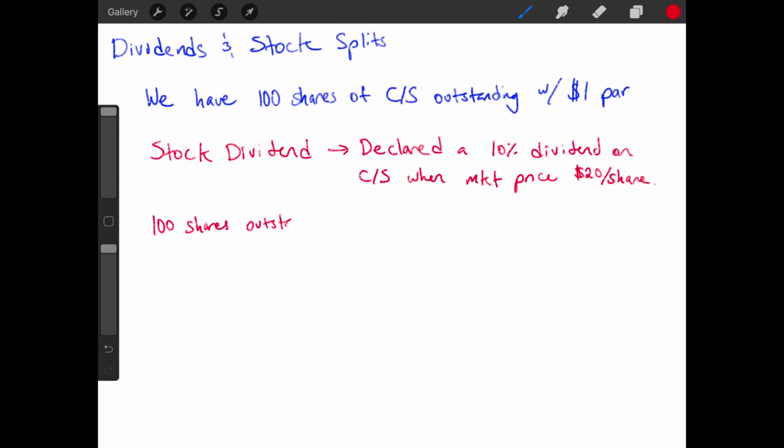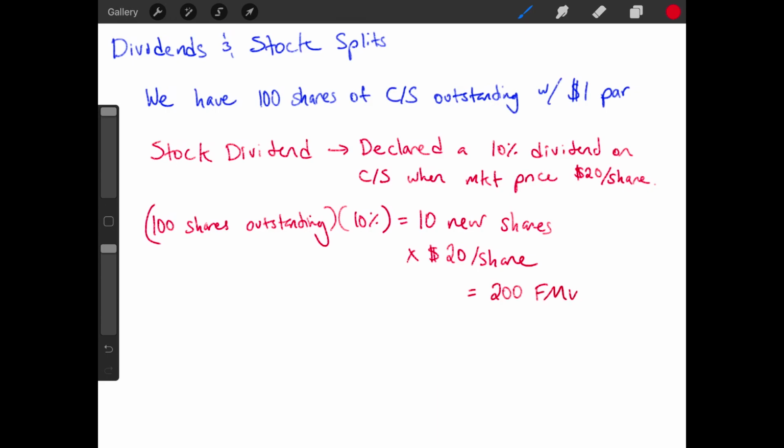So in this case, we have 100 shares of common stock that's outstanding. And so when they're declaring this 10% dividend, what that means is you're going to be multiplying the number outstanding times this percentage to determine the number of new shares issued, which is 10 new shares. So for each share a common stockholder has, they'll receive 0.1 portion of a new share. And in total, this sums up to 10 total new shares, and you multiply that times the $20 per share market price to actually calculate what this stock dividend equates to in terms of fair market value.